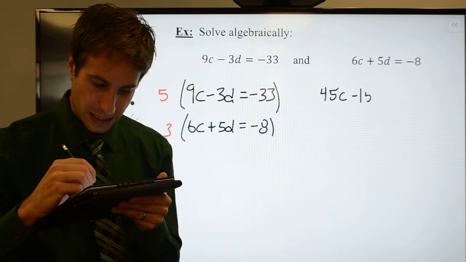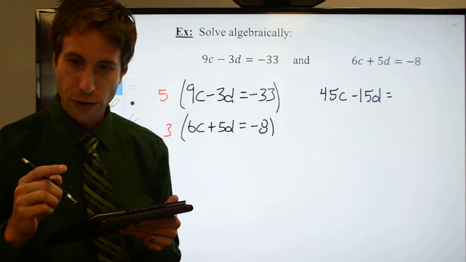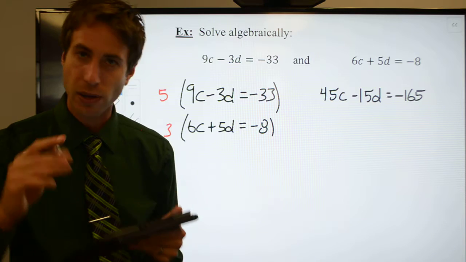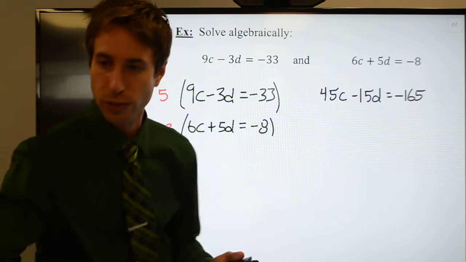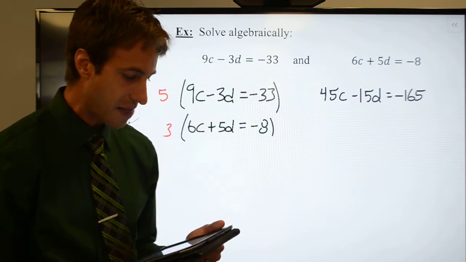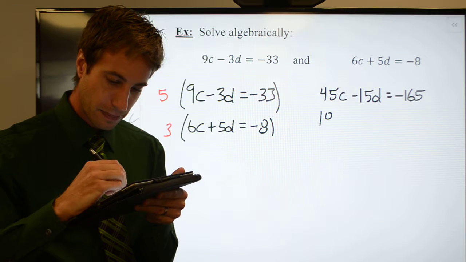Minus 15d is equal to negative 33 times the minus 5. I get negative 165. If you plug that into your calculator, I do have a calculator handy here. Negative 165. And then multiply everybody by 3. That's going to give me 18c.